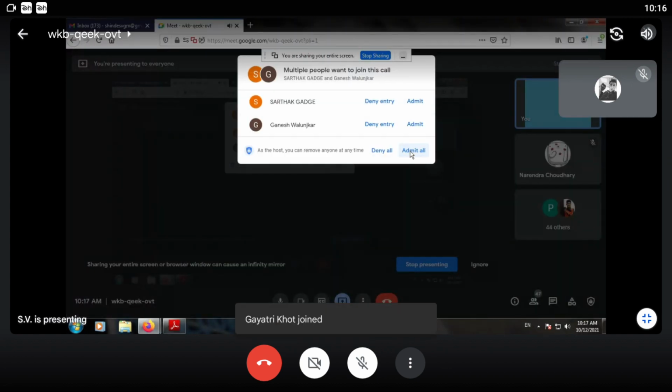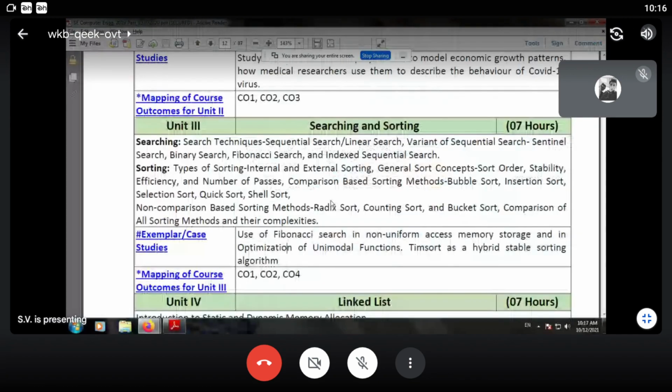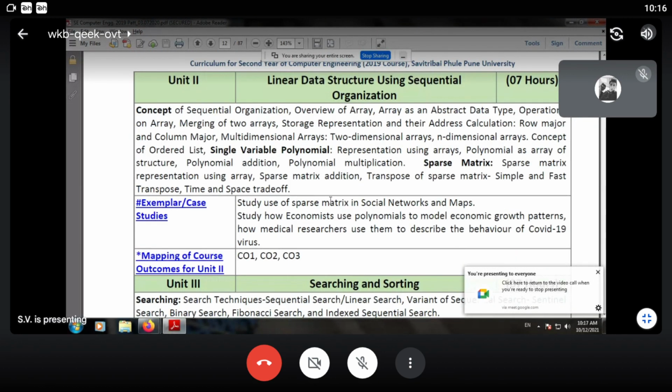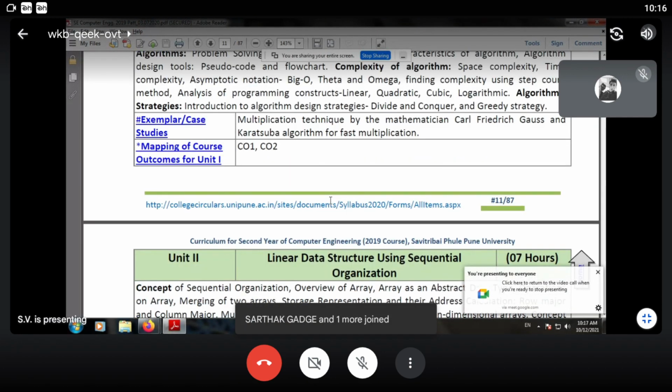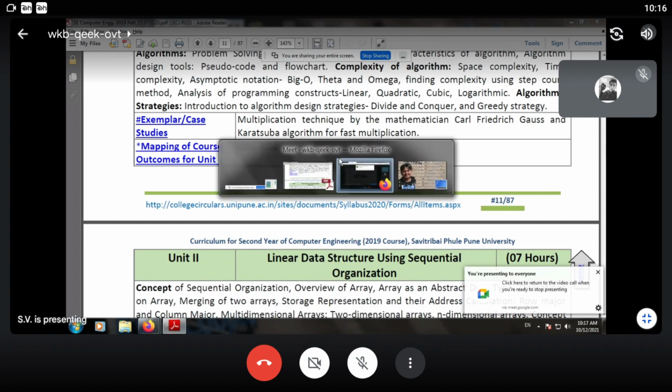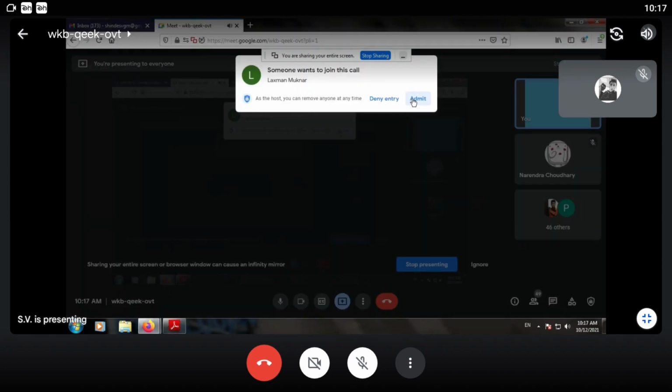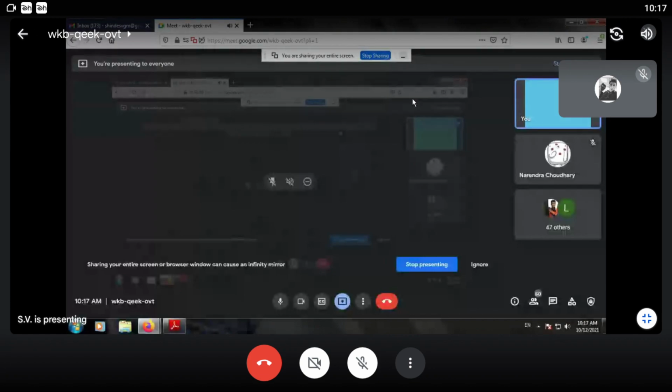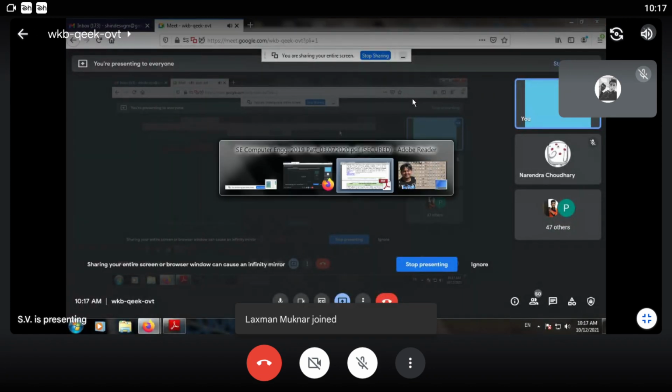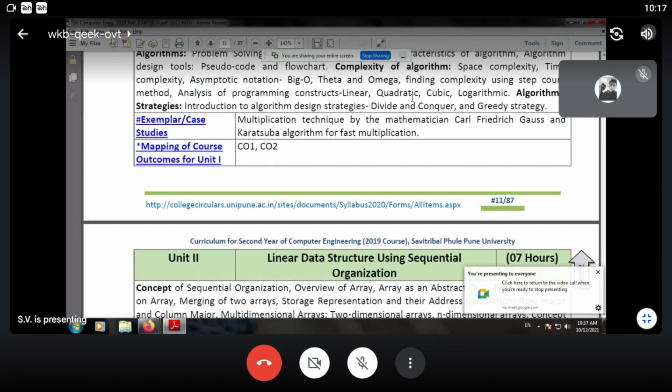So as far as the student point of view is concerned, what you have to do, we will first scan unit number 1. Yes, participants, are you able to see the screen first? Are you able to see the screen, everyone? Yes, sir. Okay, so over here we have to note down the case studies.